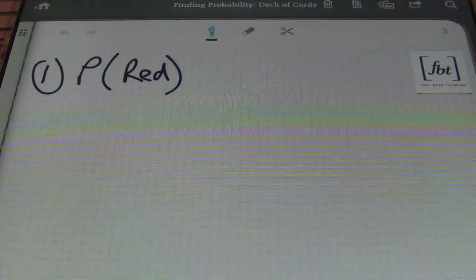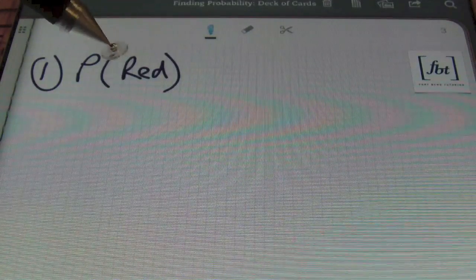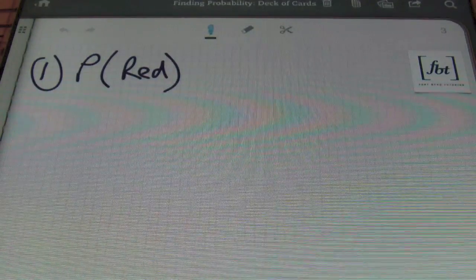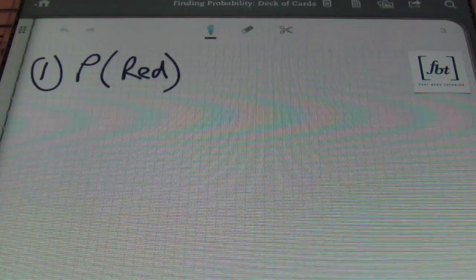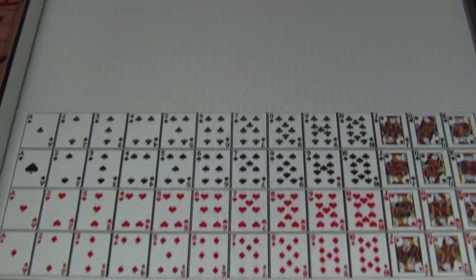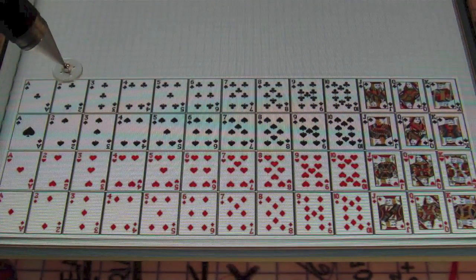Okay, in problem number 1, this P stands for find the probability of pulling out a red card. That's what it's asking you. It's asking you the probability for pulling out a red card. So to help us out in each problem, at the bottom of the screen here, I've gone ahead and pasted in this deck of cards for reference.